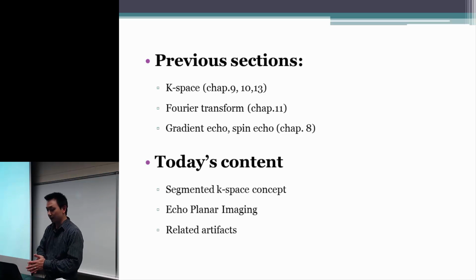So today's content: the first is to introduce the segmented K-space concept and the related data acquisition strategies. Then we are going to introduce the echoplanar imaging technique, which has been very widely used as a fast imaging method. And also we'll talk about some of the related artifacts associated with segmented K-space and echoplanar imaging.